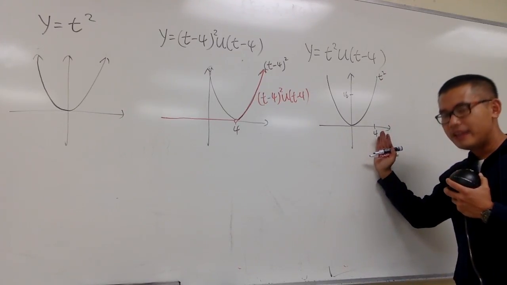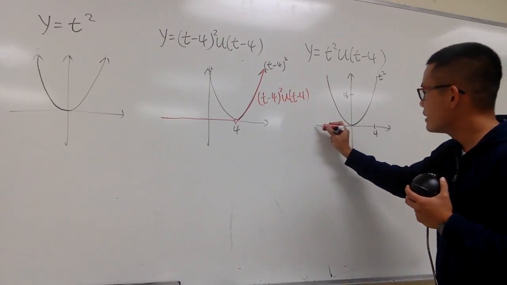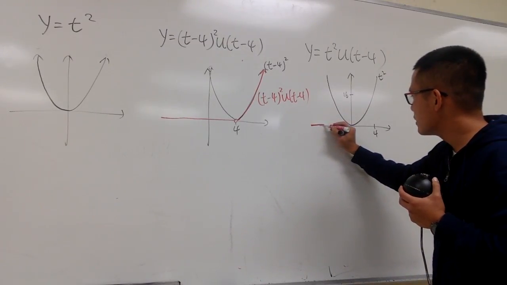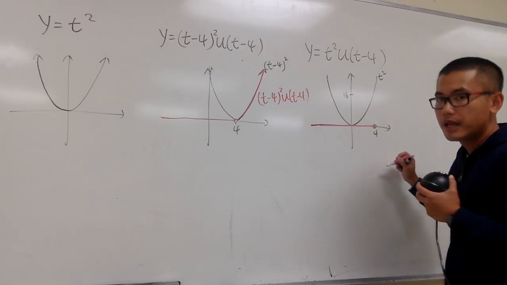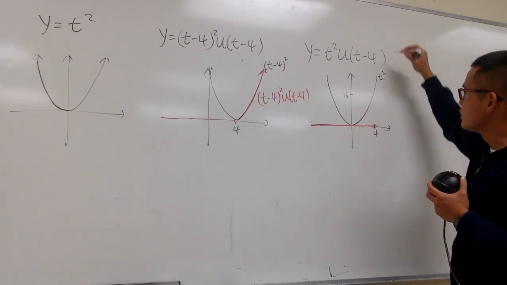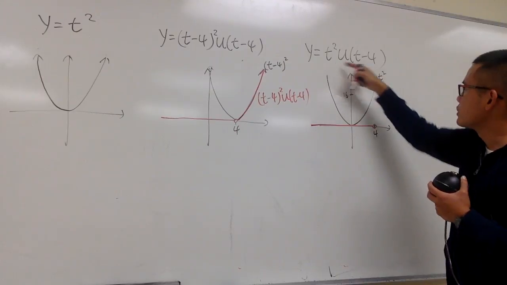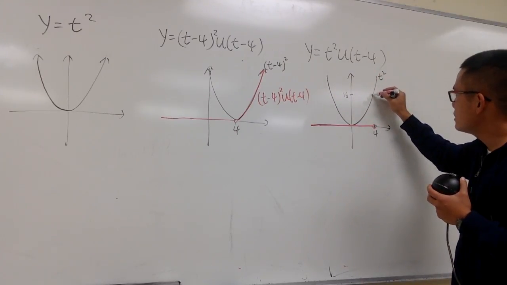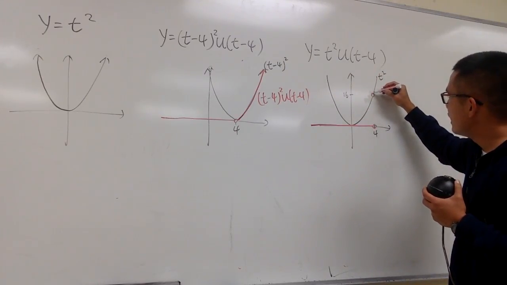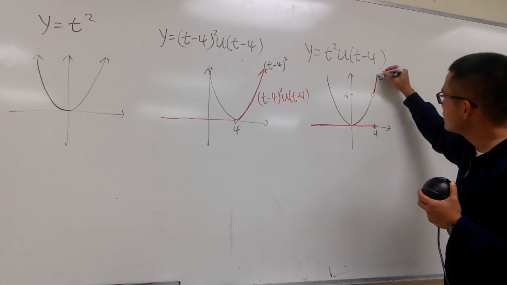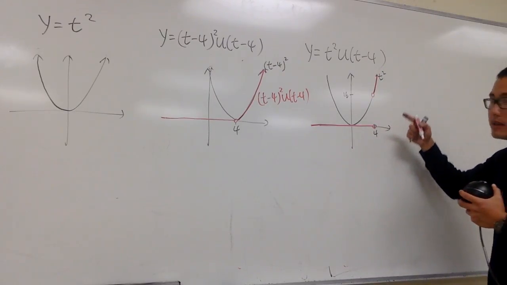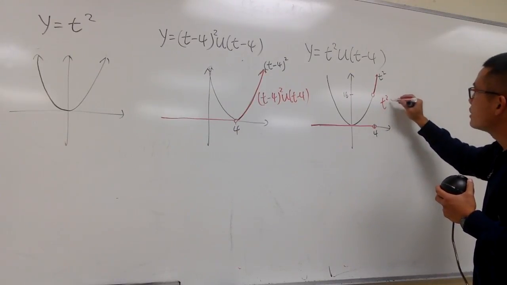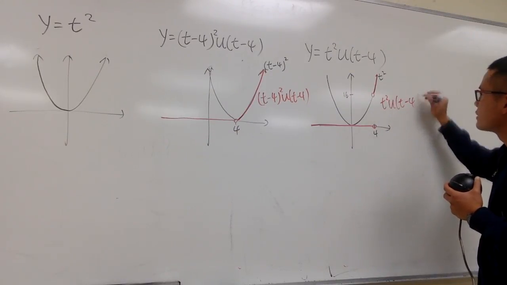Right here at 4, anything before 4 will be 0. So let's go ahead and draw the horizontal line right here up to 4 and then just put an open circle. Anything after 4, you go ahead and just match the original t squared. So I will put down an open circle here and then continue like this. Okay, so put an arrow to make it pretty. This is it. The red part is going to be t squared times u of t minus 4.